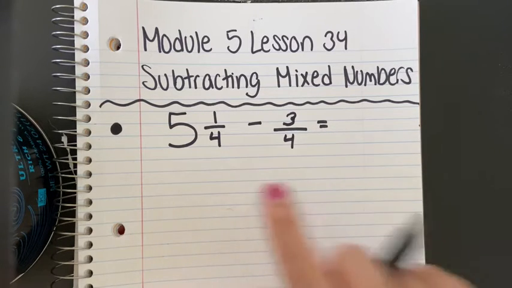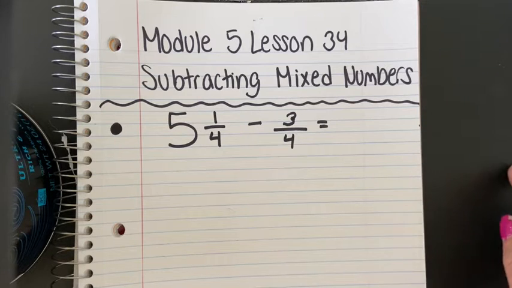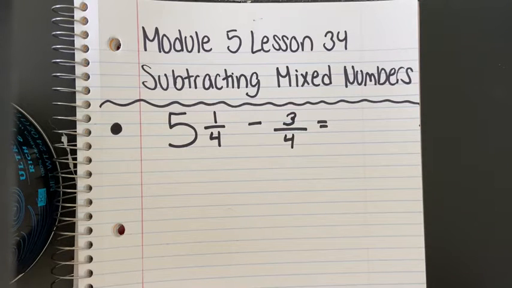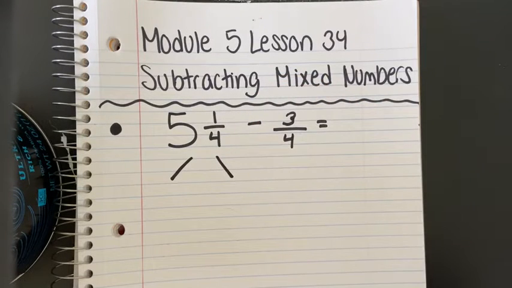This question asks us to subtract 3/4 from 5 1/4. You can always pause this video if you need extra time to write it down. And so what we are going to do is split the 5 1/4 into two pieces. In these two pieces, we want to create an improper fraction and a whole number. So we want to have an improper fraction and a whole number.